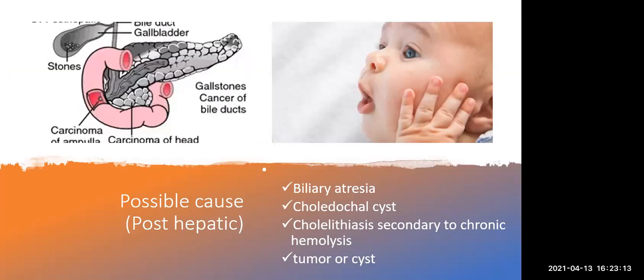So these are possible causes of post-hepatic jaundice, for example, like biliary atresia, cholelithiasis, secondary to chronic hemolysis, and also tumor or cyst.